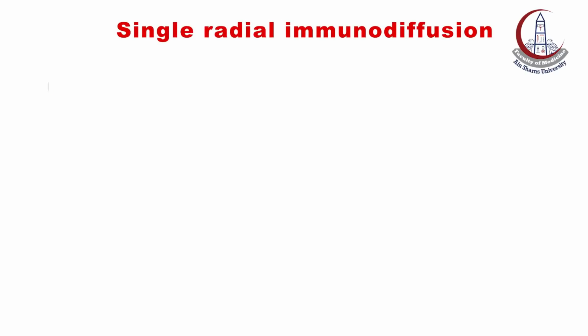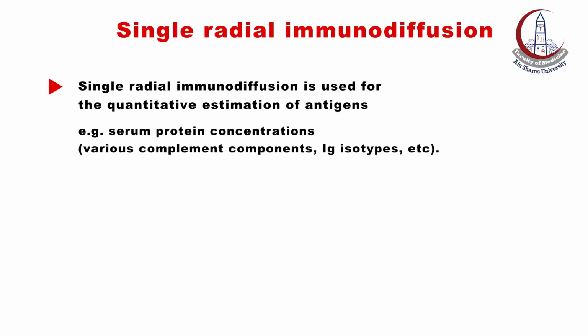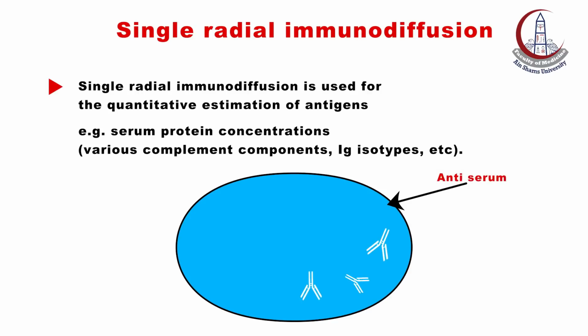As for single radial immunodiffusion, it is used, for example, for the quantitative estimation of antigens, for example, serum protein concentrations. If you want to test the presence and the number or the amount of serum proteins, we consider them the antigens, and this is how we do it. Also for various complement components, various immunoglobulin isotypes, and so on.